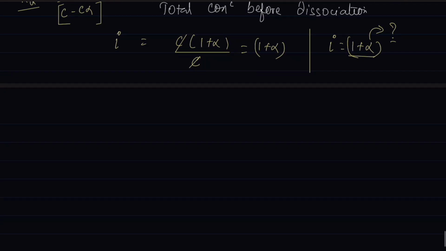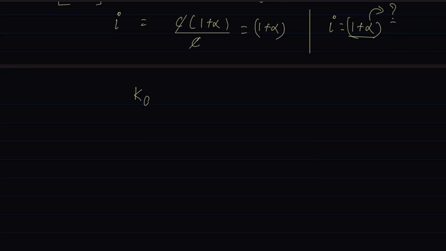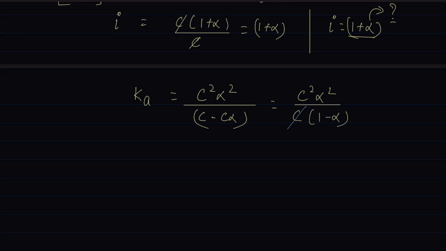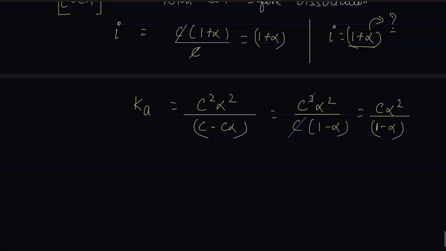So here this can be written as Ka is equal to C square alpha square over C minus C alpha. It's equal to C square alpha square by C common, 1 minus alpha. So C gets cancelled. It's equal to C alpha square divided by 1 minus alpha. So here what happened? This 1 minus alpha, we can assume it's almost equal to 1.